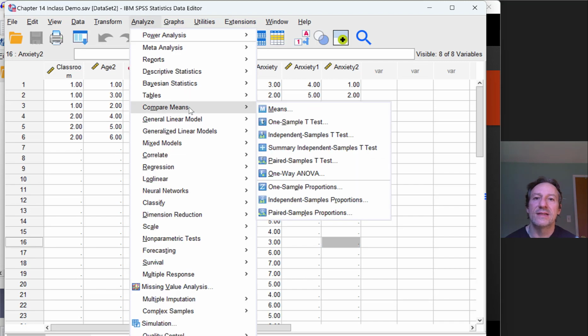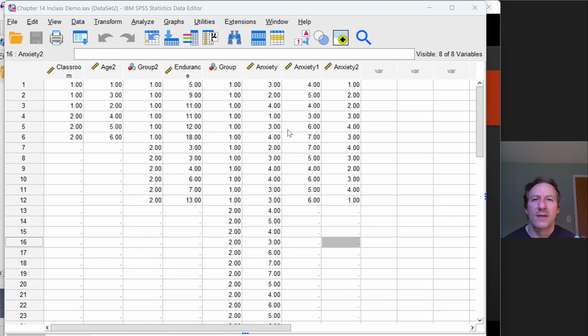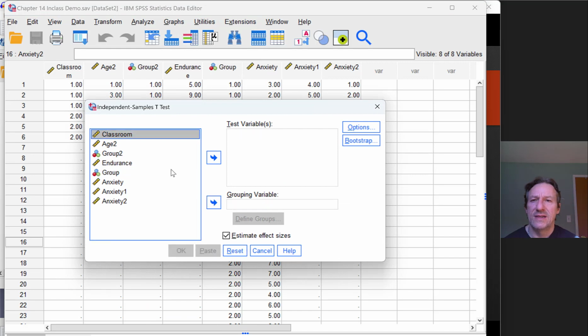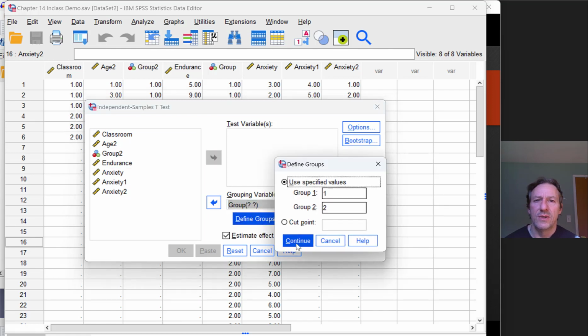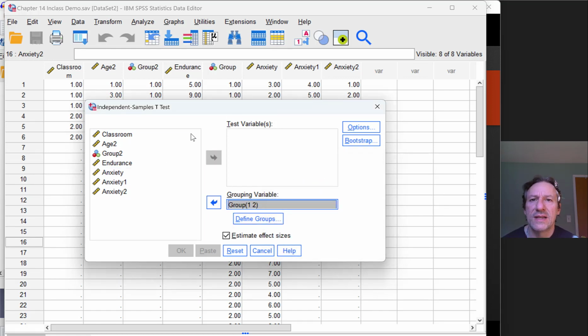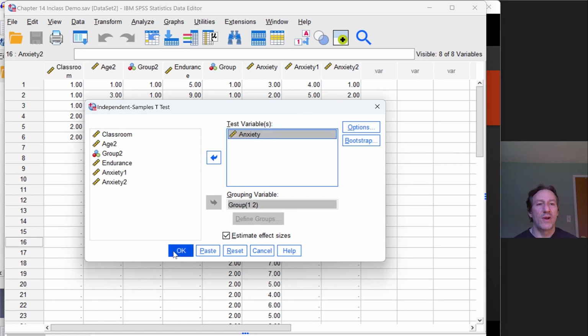We're going to analyze, compare means, independent samples t-test. Let me reset this. We are going to move, let me double check, group to here, 1 and 2, and then we'll move, I believe it's anxiety, the first one, up here. Now before we run it, we want to decide if we're going to do one tail or two tail.